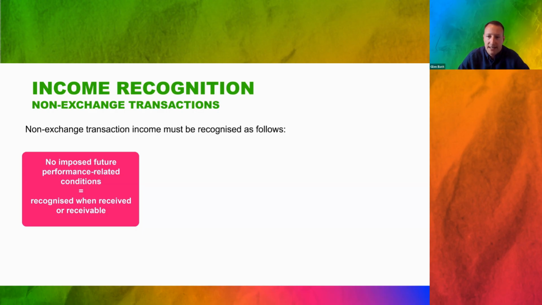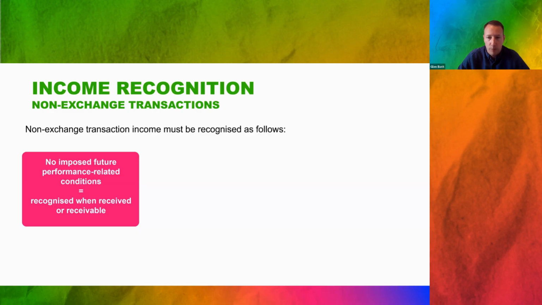So non-exchange transactions can include donations of money or goods given freely to the charity by a donor. Grants can be a form of non-exchange transaction where the grant maker awards a grant but doesn't receive equal value in exchange directly. In the case of donation income, this will usually be recognised on receipt, and where you have a grant that doesn't have any performance-related conditions, income will usually be recognised when it's either received or becomes receivable.